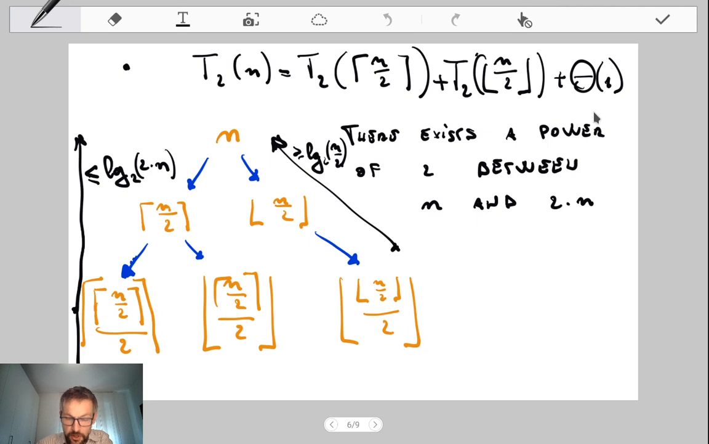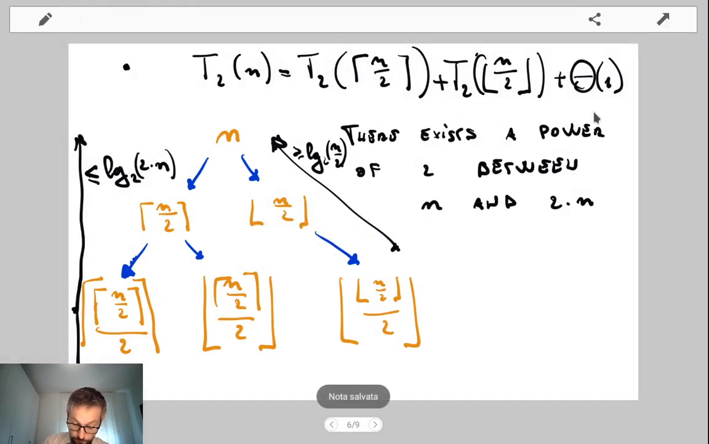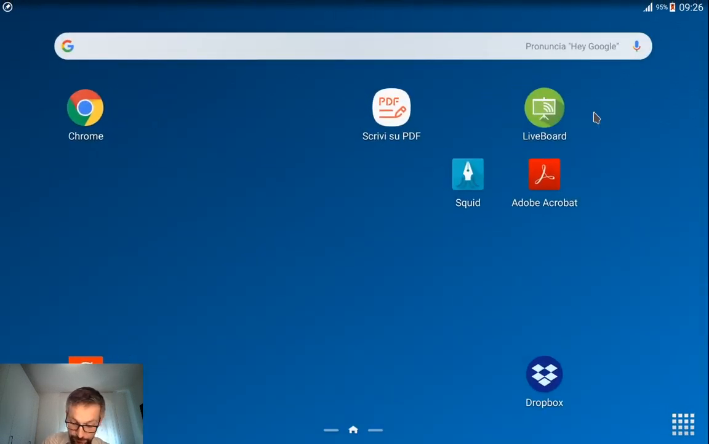The goal of the exercise was to solve the equations by using both the recursion tree and the substitution method. The last time we only had time to see the recursion tree method applied to this equation. Let me do it from scratch, and then we will see what's going on with the substitution method. Okay, so let me open another note.